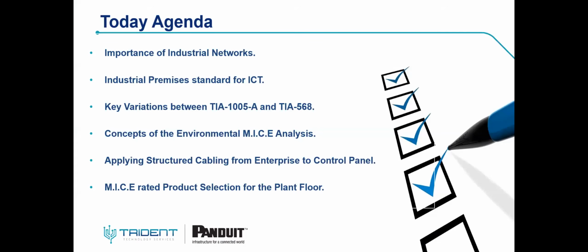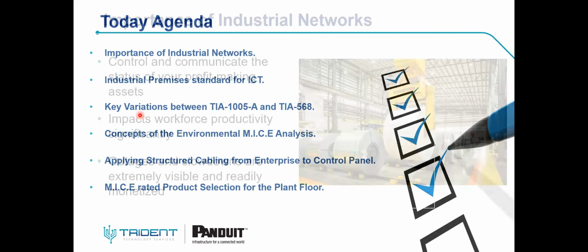In the agenda's first part, we will talk briefly about the importance of the industrial network and the industrial standard. One of the main points is to know the key differences or variations between the TIA 1005-A and the commercial building infrastructure standard, which is familiar to all of us, the TIA 568-A. Finally, the MICE concept and how you can select the product that is suitable for your environment. We will talk about that at the end of this part.